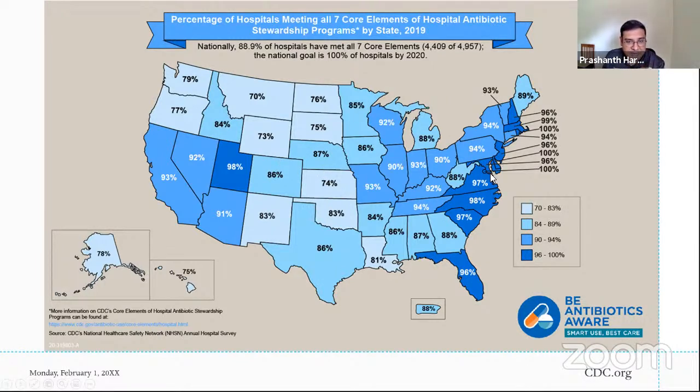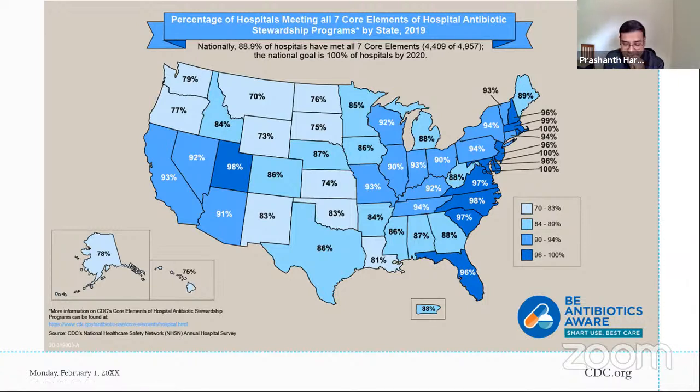Some states have very stringent programs. For example, the state that I am currently in is Missouri. They are above 90%. Whereas the neighboring state, Illinois, which has Chicago in it, is just 90. So what I'm saying is that individual hospitals, individual state bodies, and local facilities have a responsibility in creating and adhering to strong protocols and making all our colleagues stick to them, so that we can avoid this resistance.